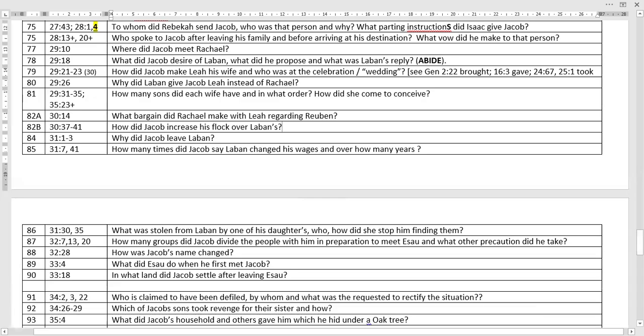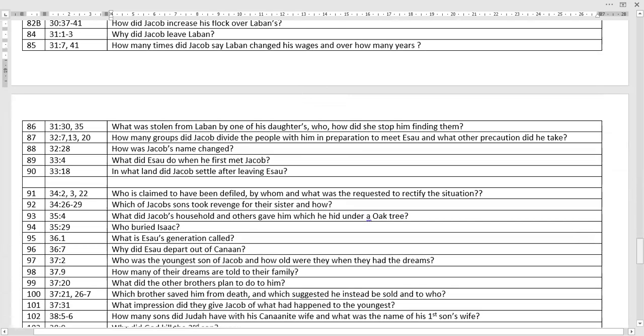Where are we up to? Question 85. How many times did Jacob say Laban changed his wages, and over what period? Ten times, and over a long period. I think this reads 31:41. Thus have I been 20 years in thy house. I served thee 14 years for thy two daughters, and 6 years for thy cattle, and thou hast changed my wages 10 times. There's your answer.